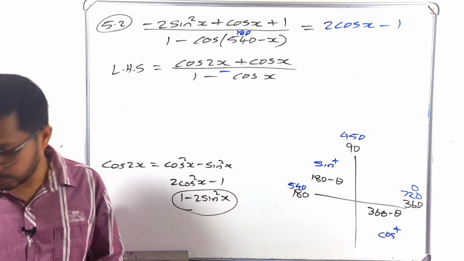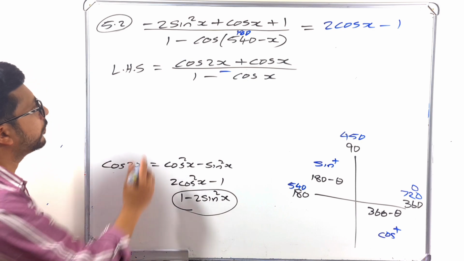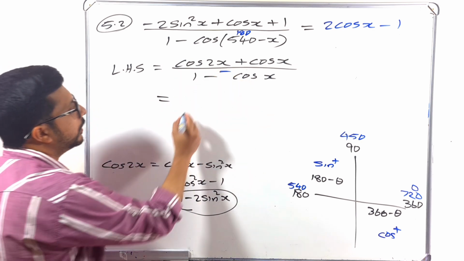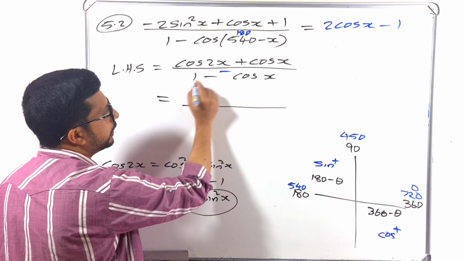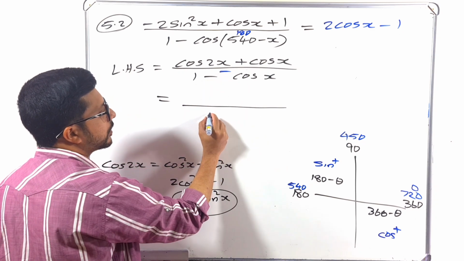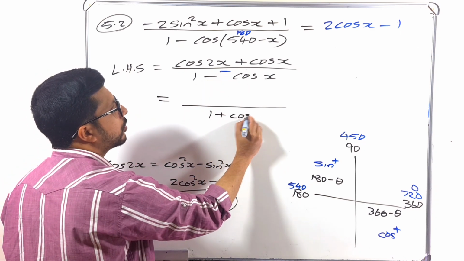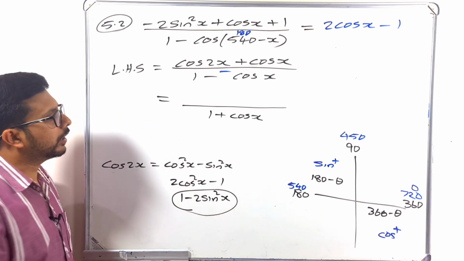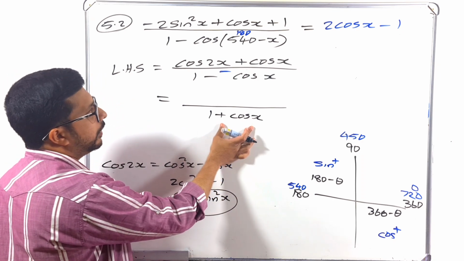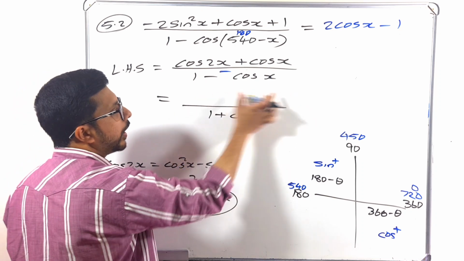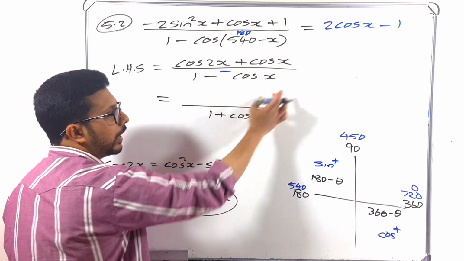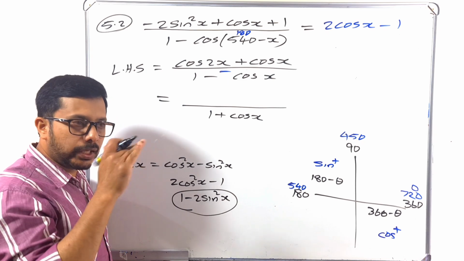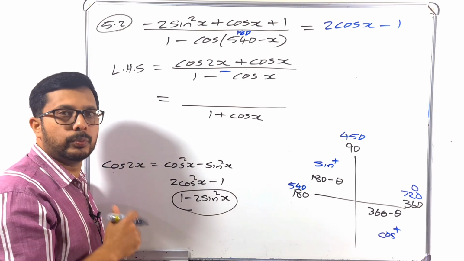Now that one is the next step. This is equal to this cos 2x. Look at the denominator, I'm thinking like that: 1 minus minus is plus. So it is 1 plus cos x. Those who have practice know that when you get something like this, we have to factorize something, and we normally cancel that 1 plus cos x, 1 plus cos x. That idea you will get when you are doing too many questions.